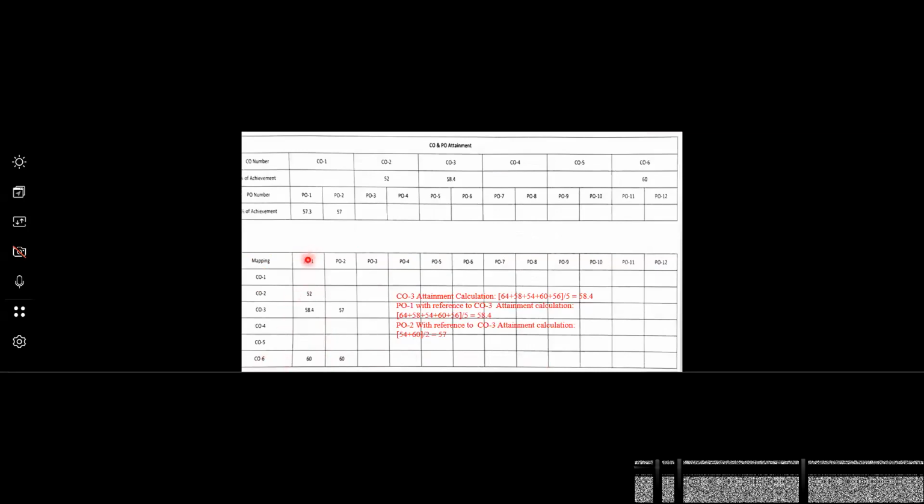See, both PO1 and PO2 are mapped to CO6. This is how we map the course outcomes and program outcomes. Okay. Previous slide, please. Previous slide.